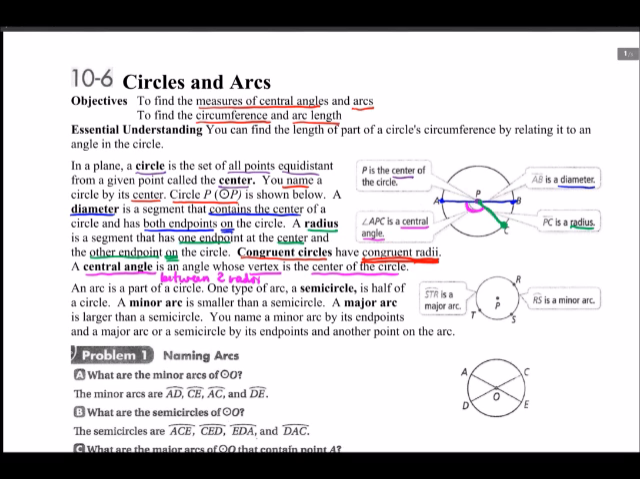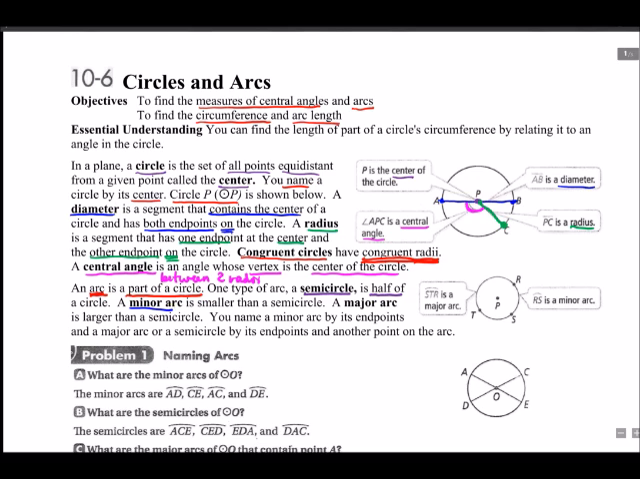All right, some more vocabulary that you probably already know. This first part here, important one, arc, and arc is just part of a circle. You go around the circumference some distance, and that is an arc. One type of arc is a semicircle. A semicircle is half of the circle. Now you know a semicircle.